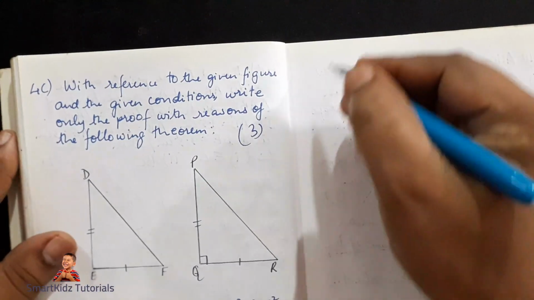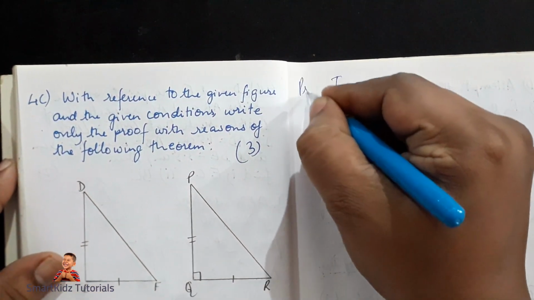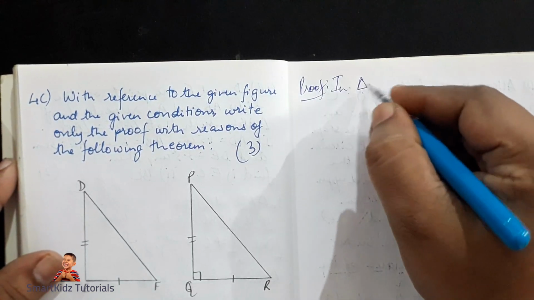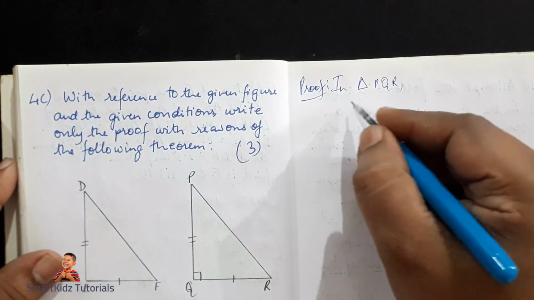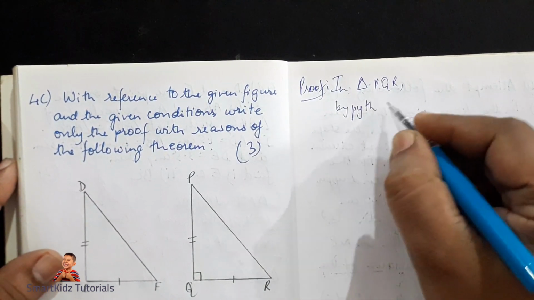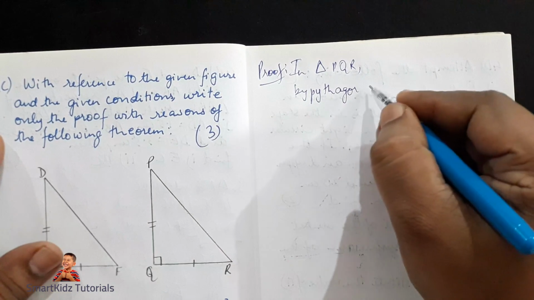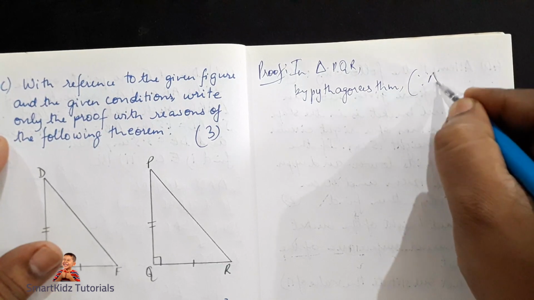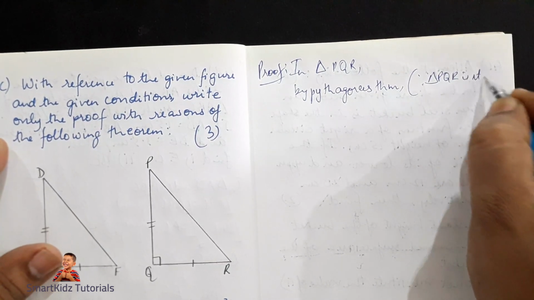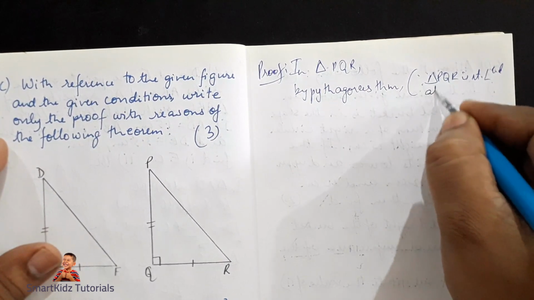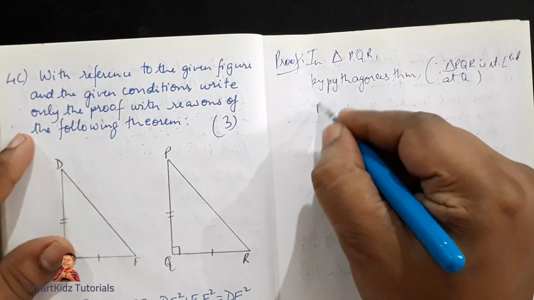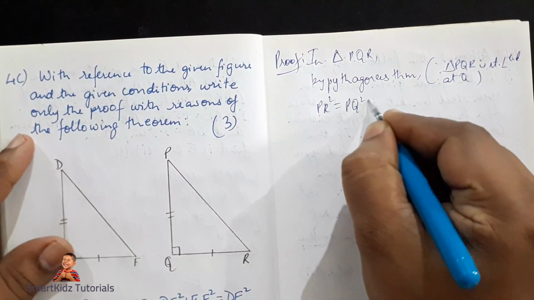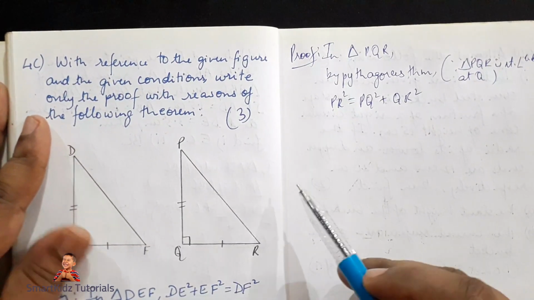So let's begin with what we have been given. So we say proof: in triangle PQR, by Pythagoras theorem, since triangle PQR is right angled at Q, PR square equal to PQ square plus QR square. Okay, because this is already given as 90 degrees, we can take that.